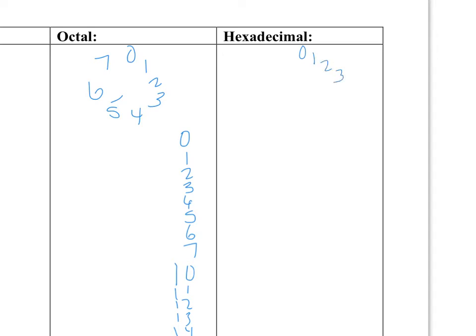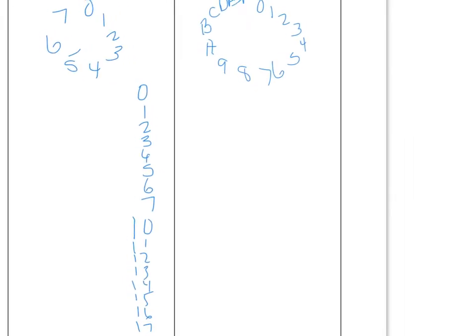0, 1, 2, 3, 4, 5, 6, 7, 8, 9. There's no 10. There's an A. B, C, D, E, F. So there's 16 digits in hexadecimal. This one has more digits that we can use. It not only has 8 and 9, but it has A, B, C, D, E, and F. So the first 16 digits are just these digits up there.